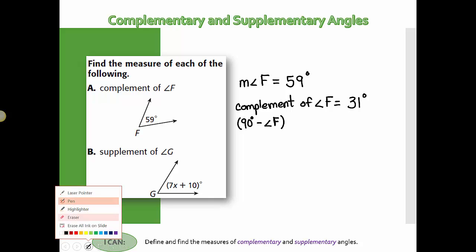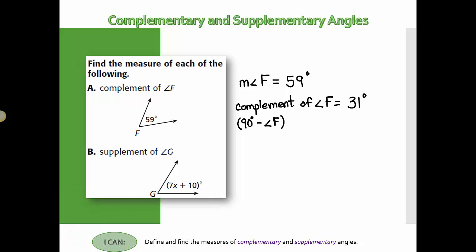I'm going to use that same strategy to find the supplement of angle G. The measure of angle G is not a number this time, it's actually an expression. 7x plus 10 degrees. So if I want to find the supplement of angle G, I am going to end up doing, instead of 90 minus, I'm going to end up doing 180 minus angle G.